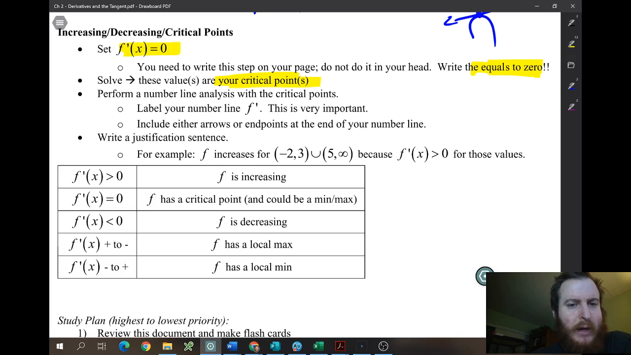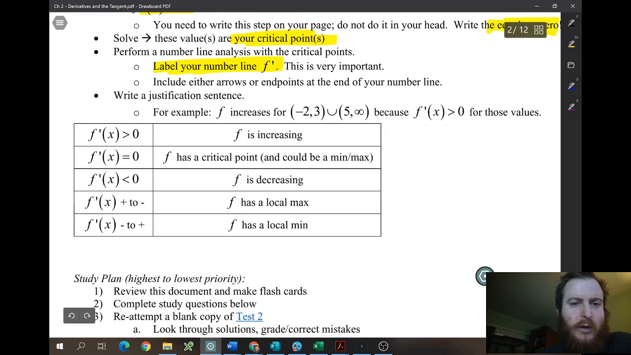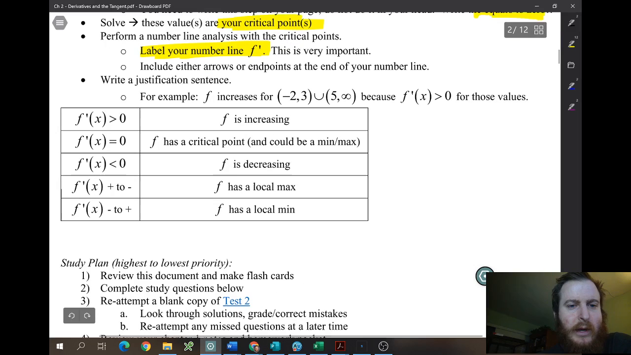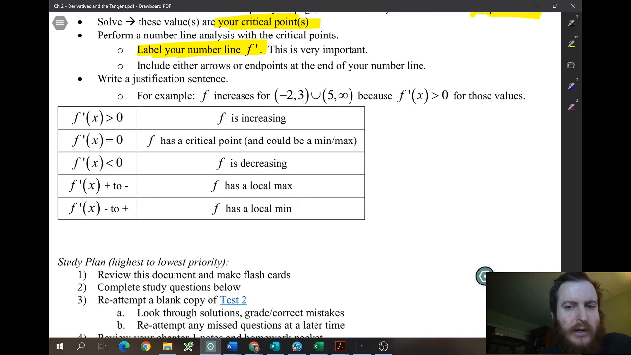Then you're going to do a number line analysis. Again, you need to label your number line. That's very important. You could lose points. At the end of your number line, either put arrows, or if it was an interval, put your endpoints. And then you're going to write a justification sentence. Write something like, f increases for -2 to 3, union 5 to infinity, because f prime of x was greater than 0. Or maybe, f has a local max at x equals, say, 3, because f prime of x changed from positive to negative at x equals 3.